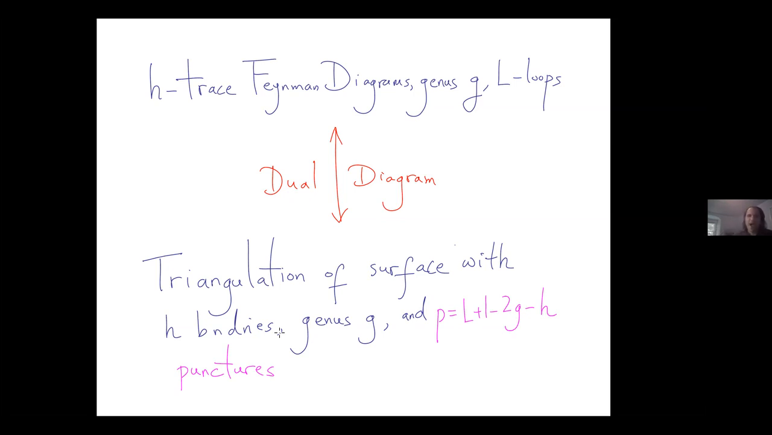But remember, the entire story begins by looking at the jewels of those diagrams. So we want to have triangulations. Instead of a Feynman diagram drawn on a certain Riemann surface, we want to have a triangulation of the surface.